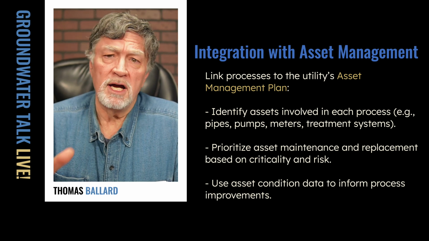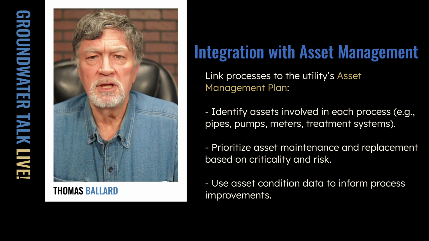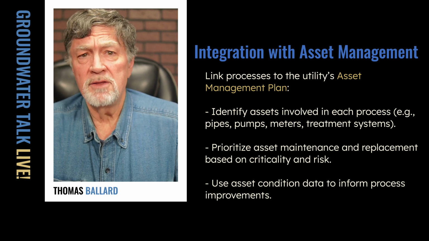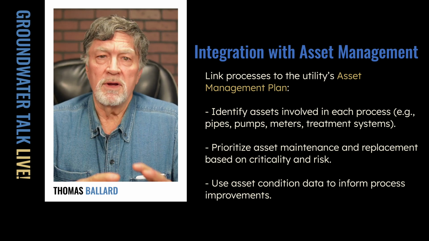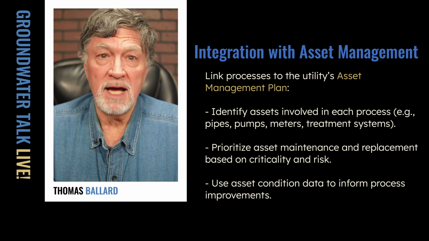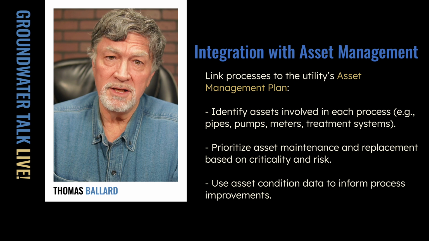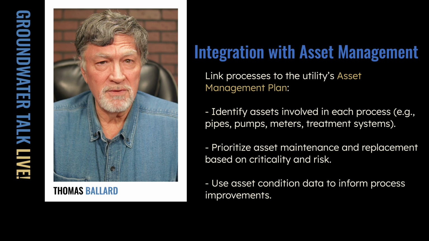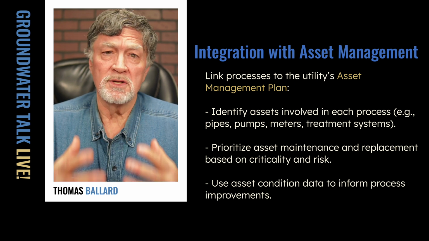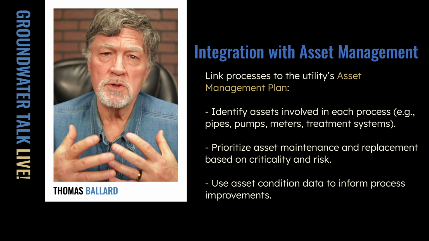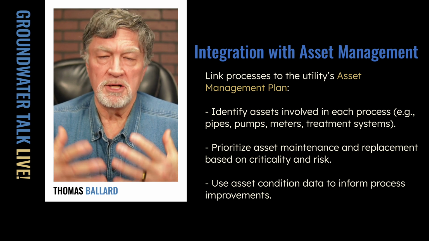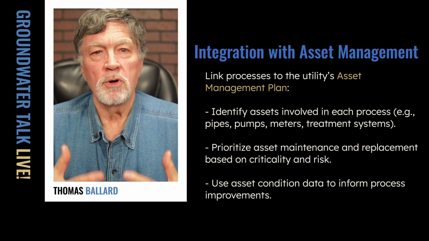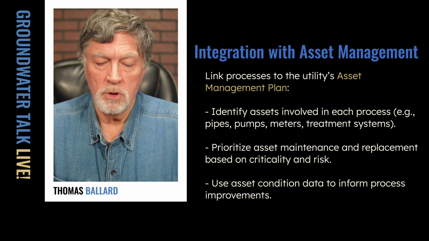So we need to prioritize the asset maintenance and replacement based on criticality and risk, both of the asset itself and the process. Because if you've got a process that depends on a critical asset, then the criticality affects both that asset and the process itself. So if that critical asset fails, then the process is going to fail as well. So you can start to see how the asset management plan works together with the process management plan as well. So we use asset condition data to inform process improvements as well. So they work together.